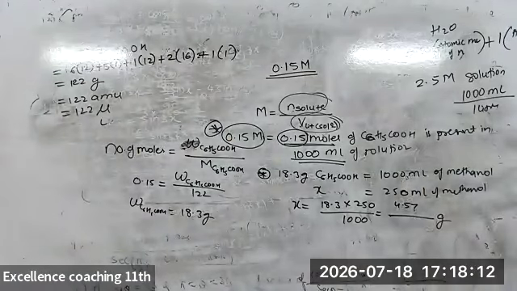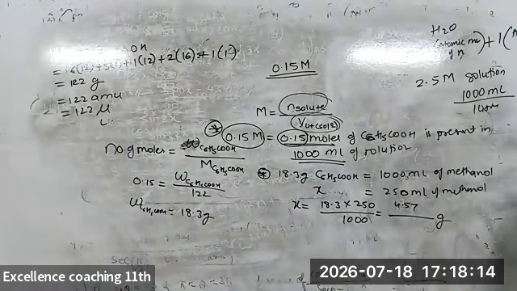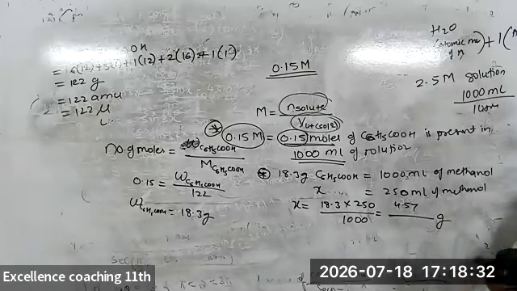After this, you have to write one concluding statement. 4.57 grams of benzoic acid is required to prepare 250 ml of 0.15 molar solution in methanol. Now don't solve and check, it is 4.57, sure. I should begin so that we can solve more numericals today. Then practice.